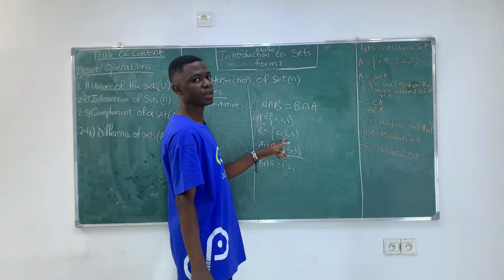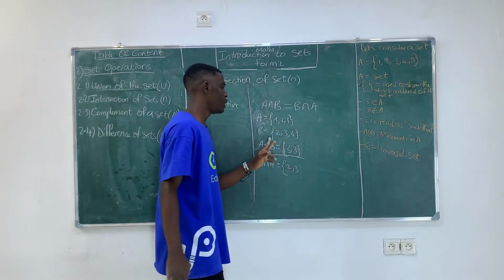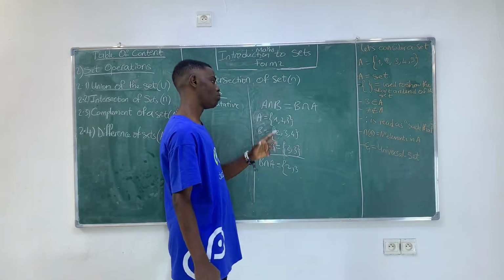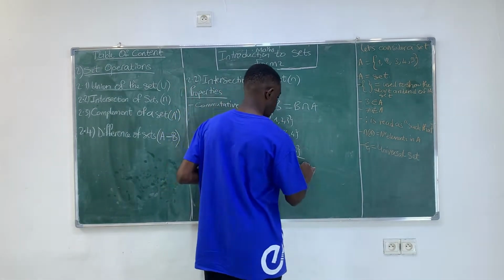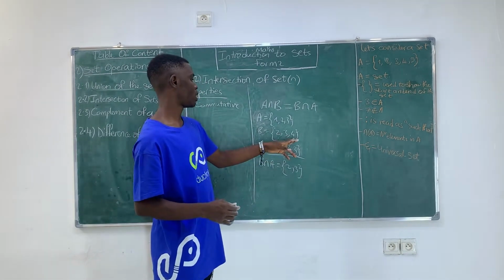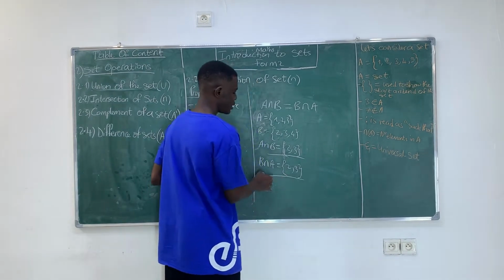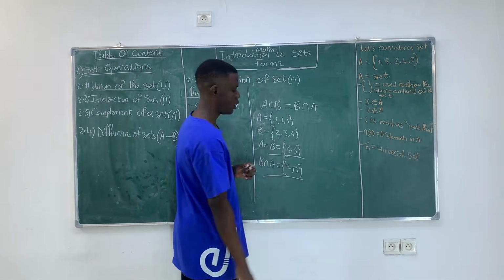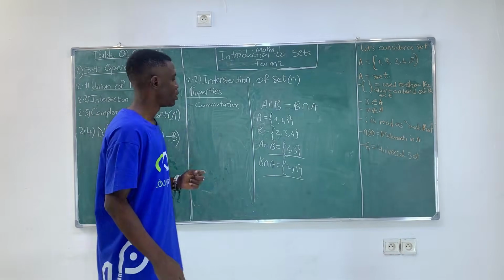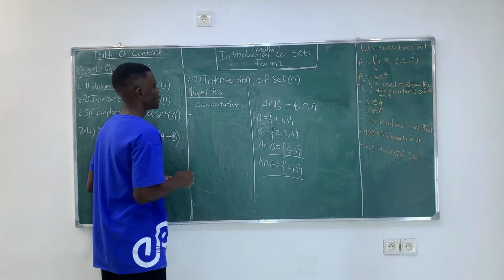In B, I can find 3. Can I find 3 in A? Yes, I write 3. In B, I can find 4. Can I find 4 in A? No. Then I close it because I've already gone through all the elements in B. So from here, I can see that A intersection B is the same as B intersection A. This is the first property, called the commutative property.